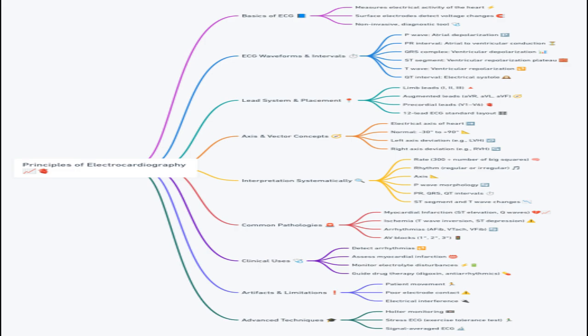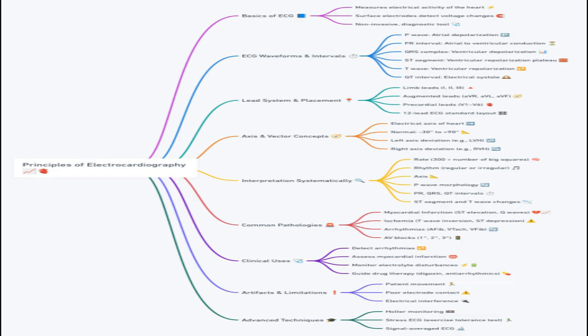With a mind map on the principles of electrocardiography, let's try and brainstorm and remember everything that we know. Electrocardiography has to do with the recording of the heart's electrical activity as it propagates through the cardiac tissue. This is a non-invasive technique which provides a baseline representation of the electrical events that underlie cardiac function.